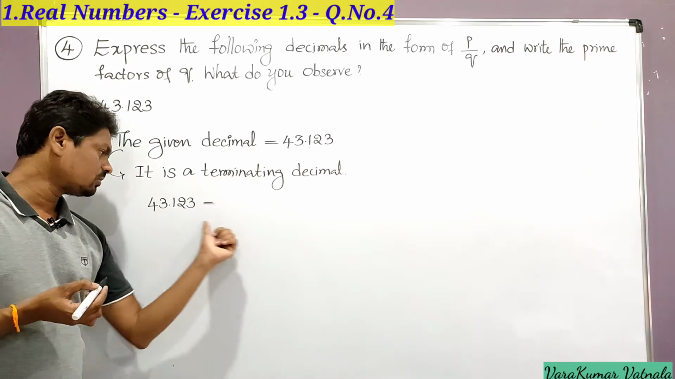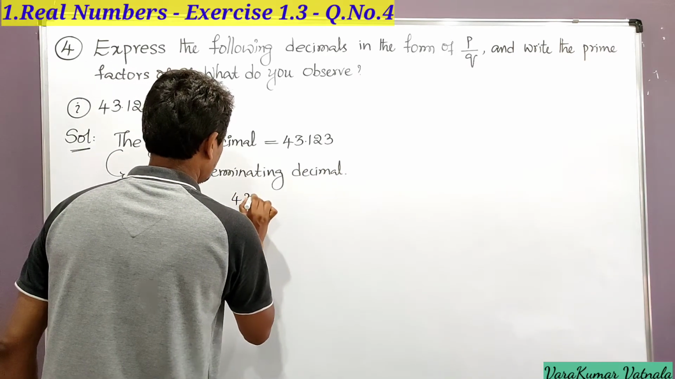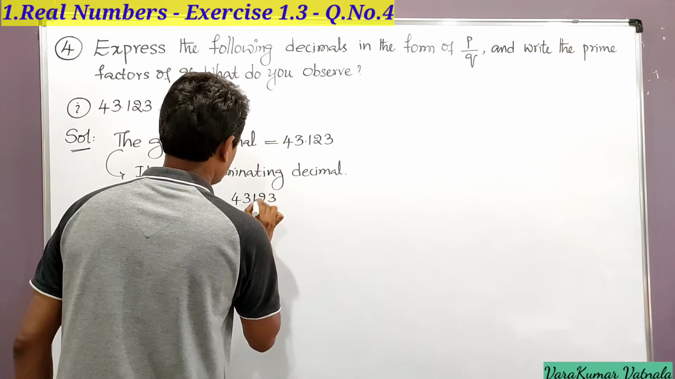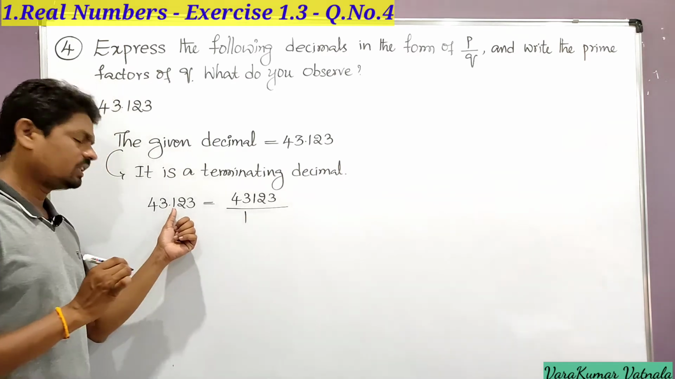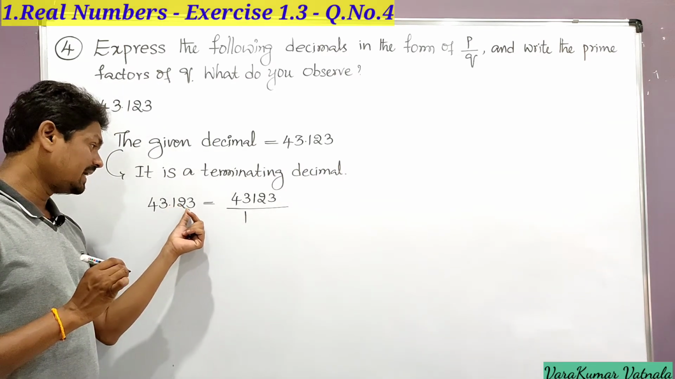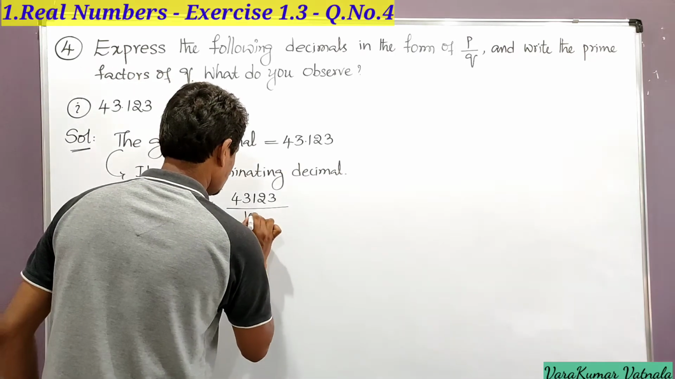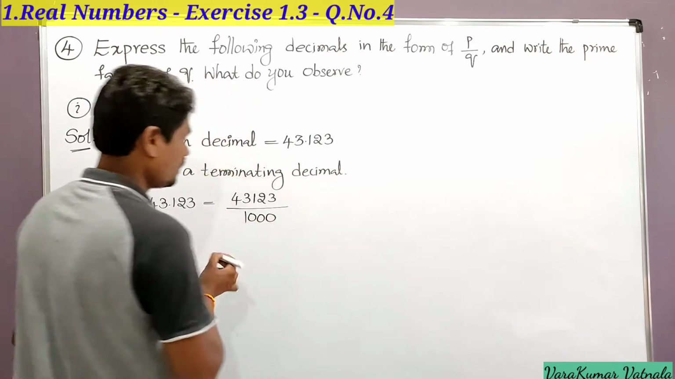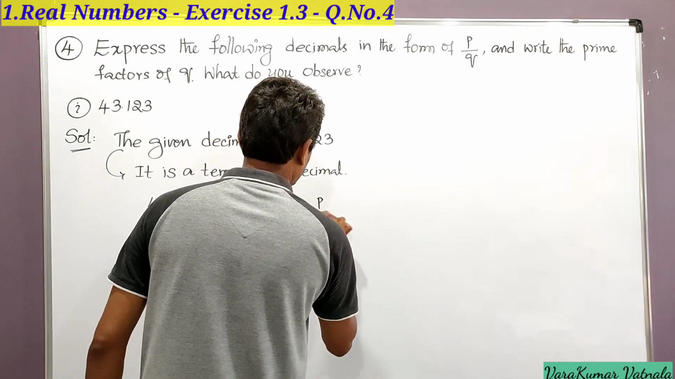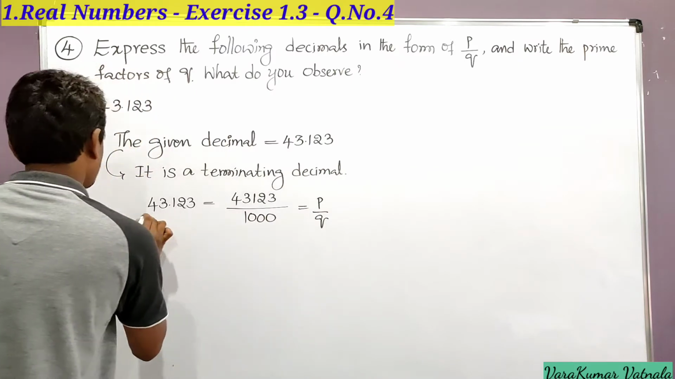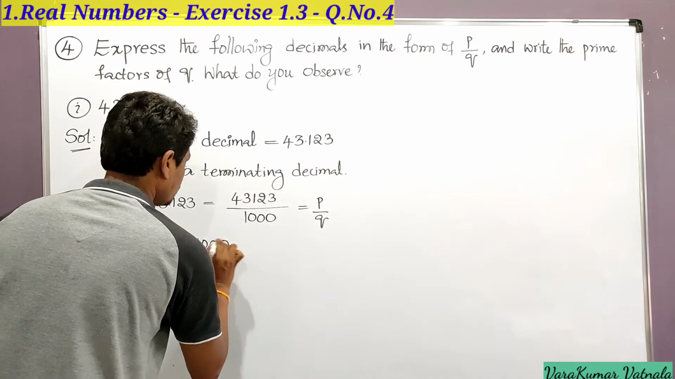So how can we write the p by q form? First we have to write all the digits of the given decimal. So 43123 divided by, for this decimal, write 1. After the decimal point, we have to observe how many digits are present here: 1, 2, 3. So we have to write 3 zeros in the denominator after 1. So this is the p by q form. Let it be p by q. So from here we can get q is equal to 1000.